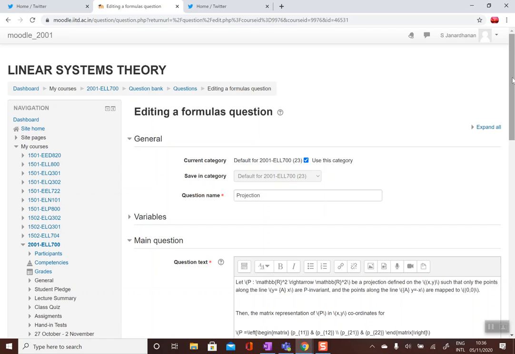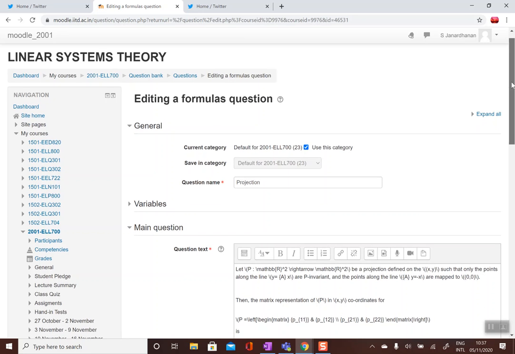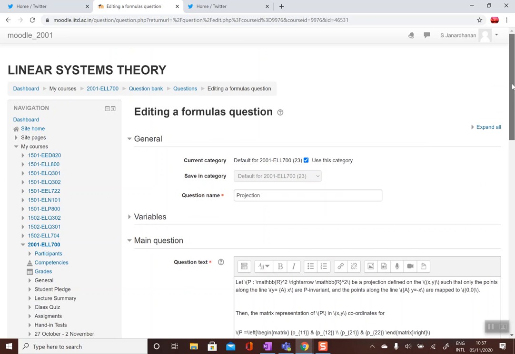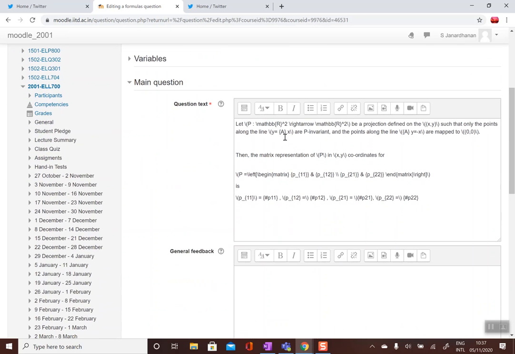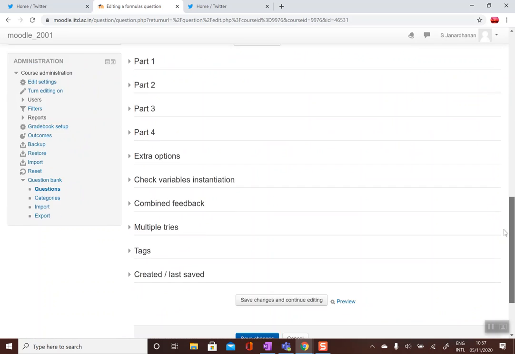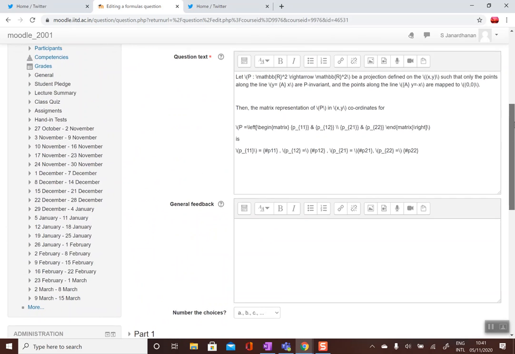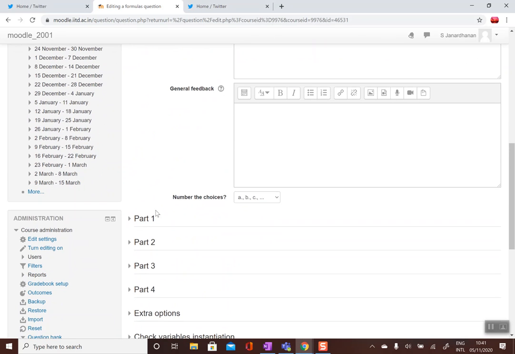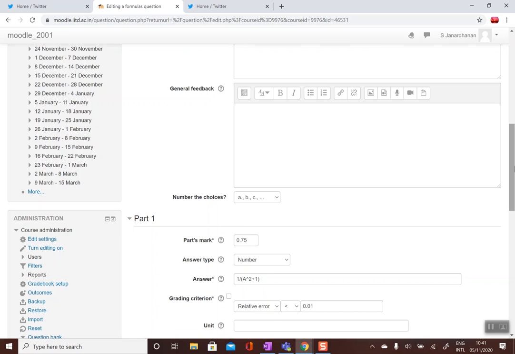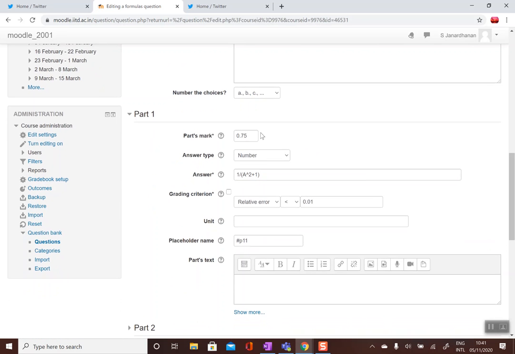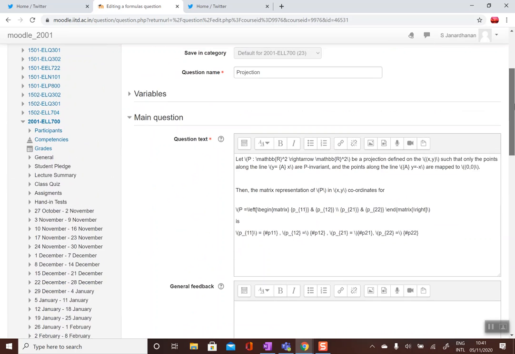a variable. Here actually there is only one variable, a variable capital A. All those components, P11, P12, everything, are dependent on this capital variable A. As I was saying, this has four parts in it as listed here, and each of those parts has a particular mark, and it is related to the variable A that is there in the question.